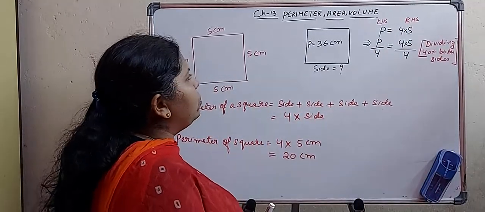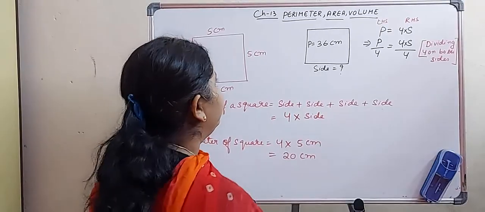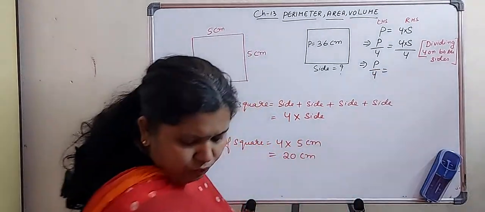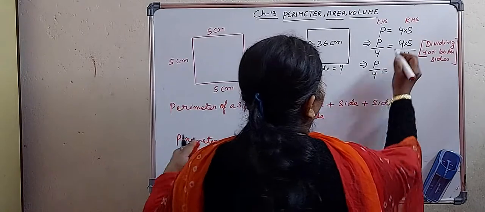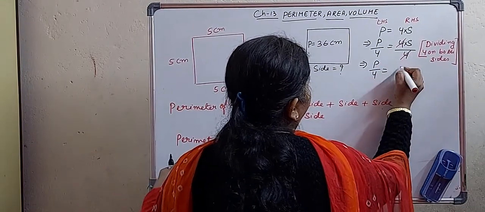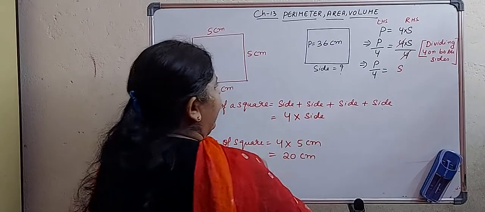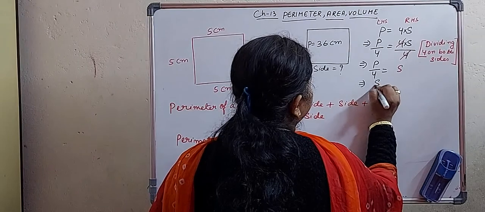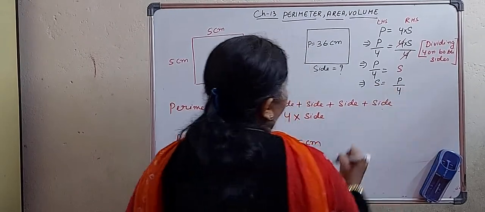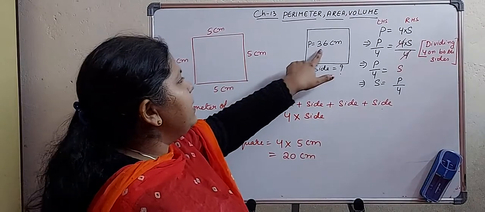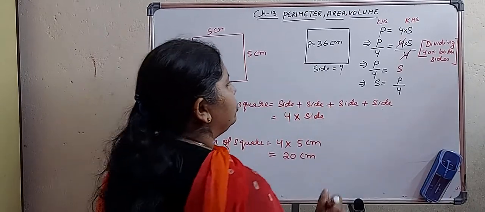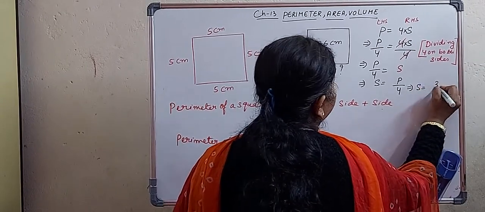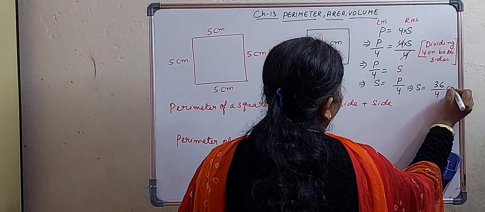Now if we want to solve it, what we will get? So this implies P by 4 equal to, this 4 and this 4 will get cut. And what is remaining? S. Now you can interchange the LHS and RHS position. So we get finally S is equal to P by 4. In our question, P is given as 36 centimeter. So this implies S equal to 36 by 4 centimeter.